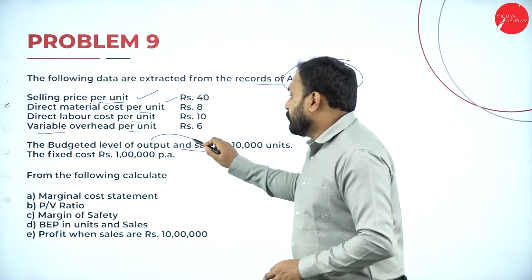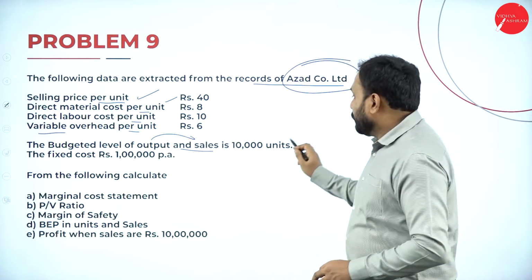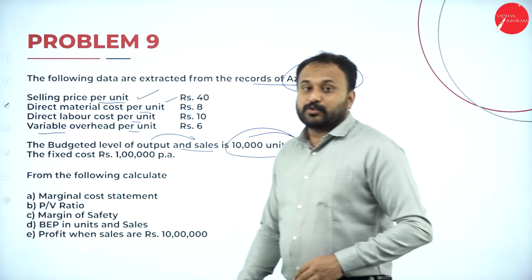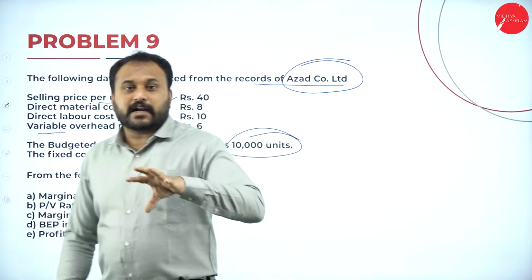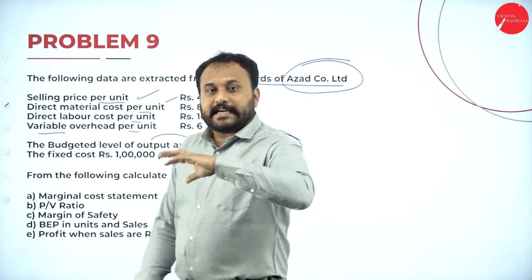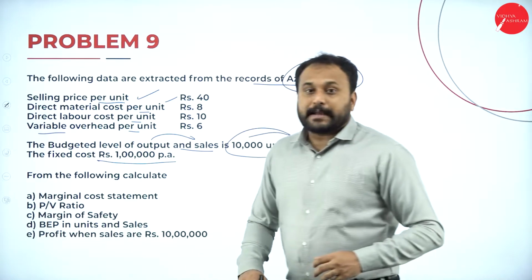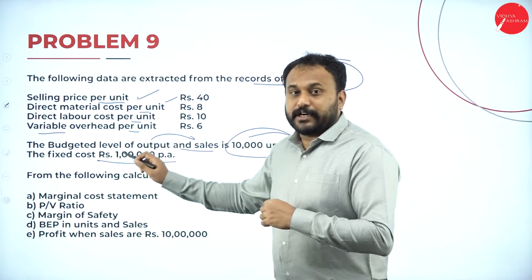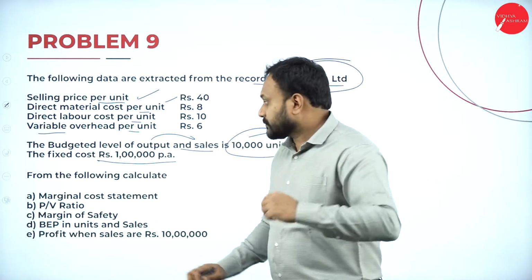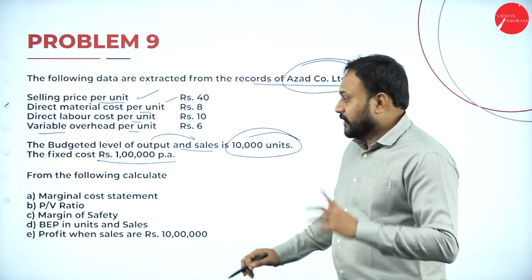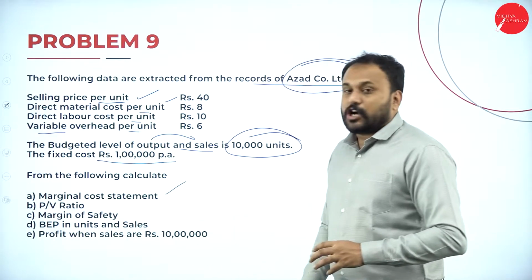That means here output is there, sales is there. For how much? 10,000 units. So they are producing 10,000 units, they are selling 10,000 units. The fixed cost is 1 lakh per annum. They have not given per unit, it is per annum total. From the following, calculate. The first one is marginal cost statement.